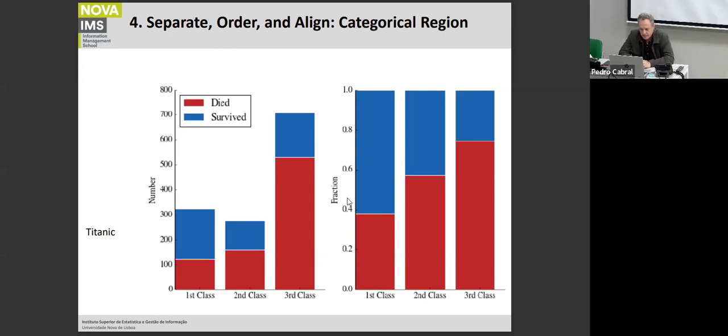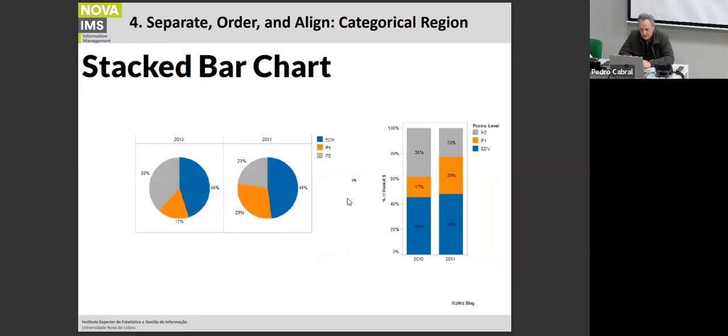Okay, so continuing. Here we have an example showing the same data set, on the left using a pie chart, or on the right using stacked bar charts. It's the same data. Which one do you prefer? Remember, we are not good at comparing angles.